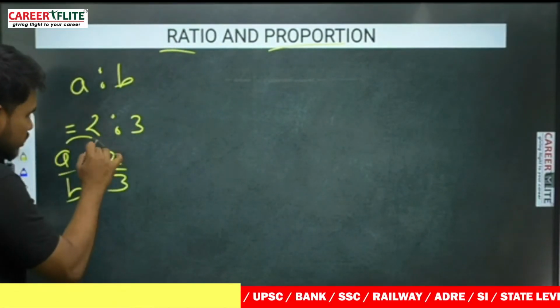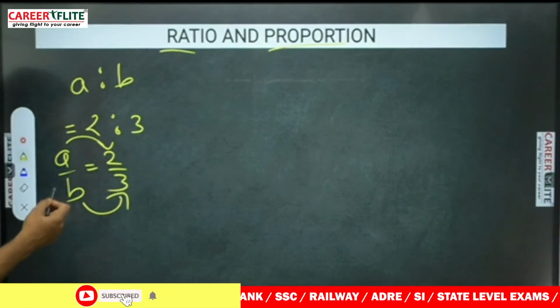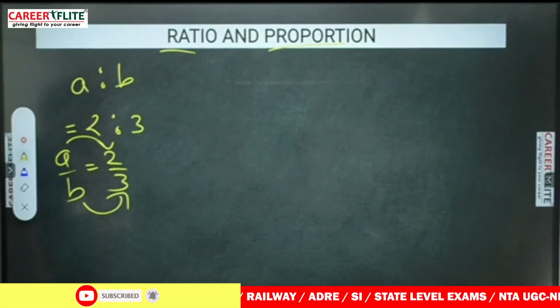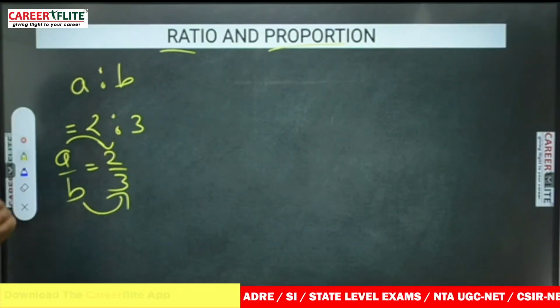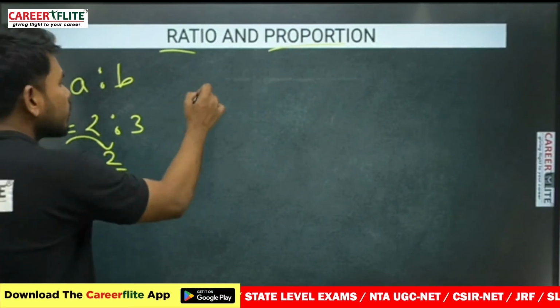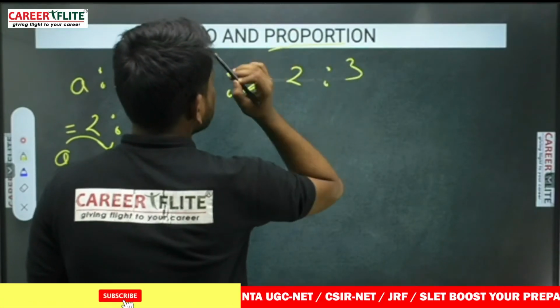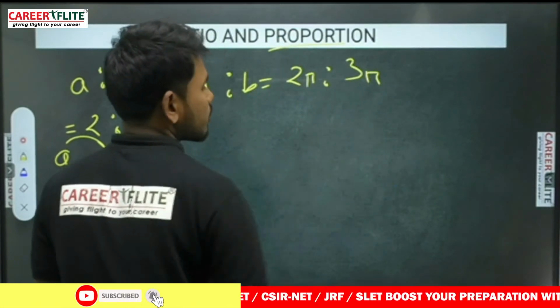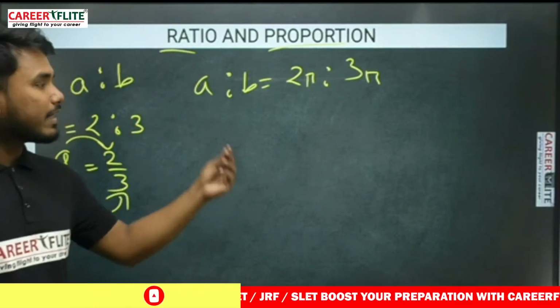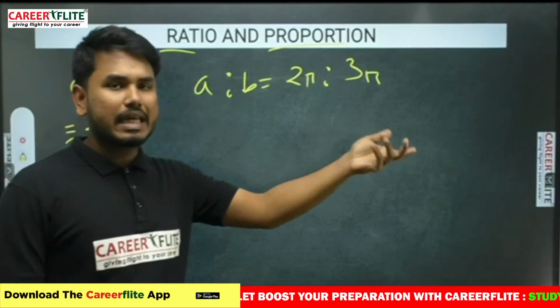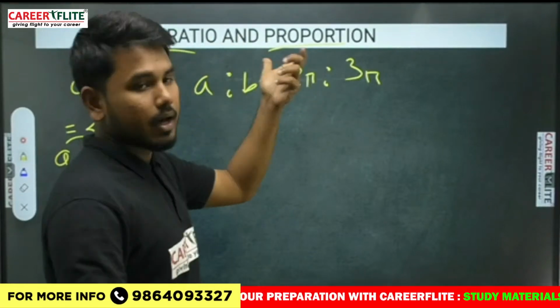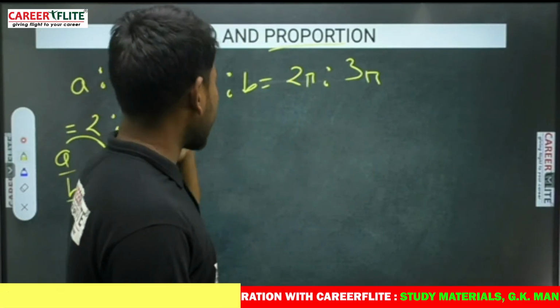Now, does this mean A is equal to 2 and B is equal to 3? It might be, but it might not be. So if we don't know if A is equal to 2 or B is equal to 3, then we will take a variable. We'll take a variable R, or anything you can take: X, Y, Z, A, B, C. Since it's ratio, we'll take R.